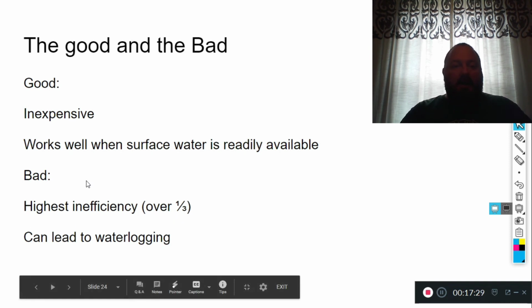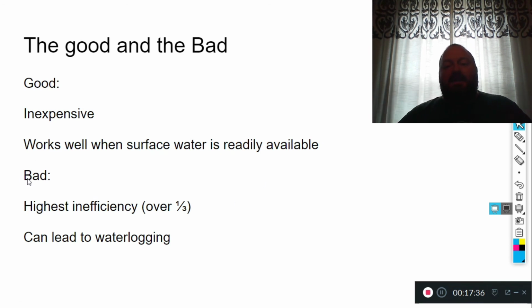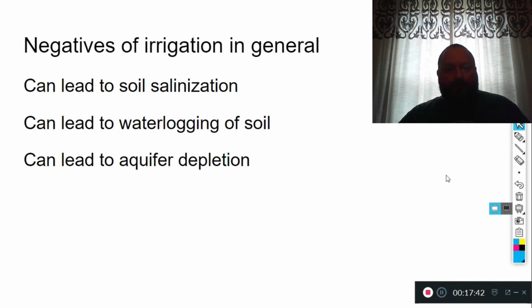Again, this can still lead to waterlogging. It can still lead to other problems too. But since it's cheap and a lot of places have water sources readily available at the surface, it's often used in those less economically developed countries. So overall negatives of irrigation. You should always have your two go-to things in your back pocket for these. Negatives of irrigation in general, I'm not talking about any specific one, are soil salinization, waterlogging, and aquifer depletion.